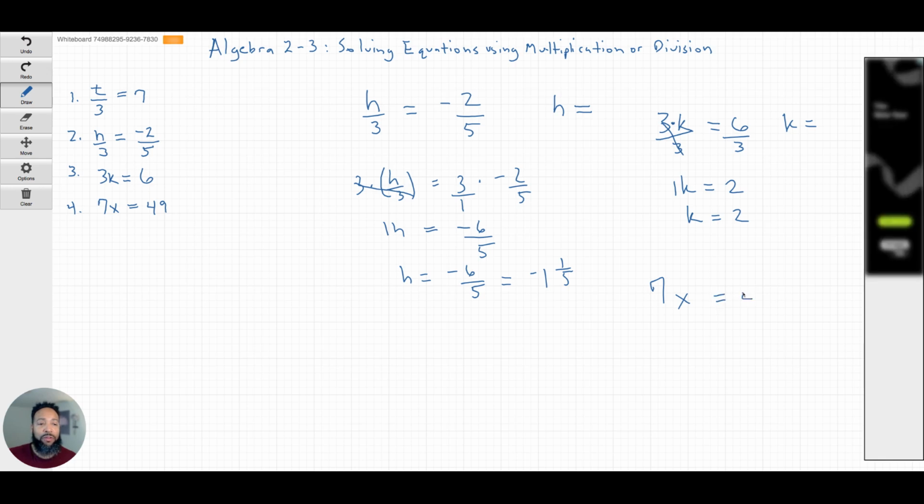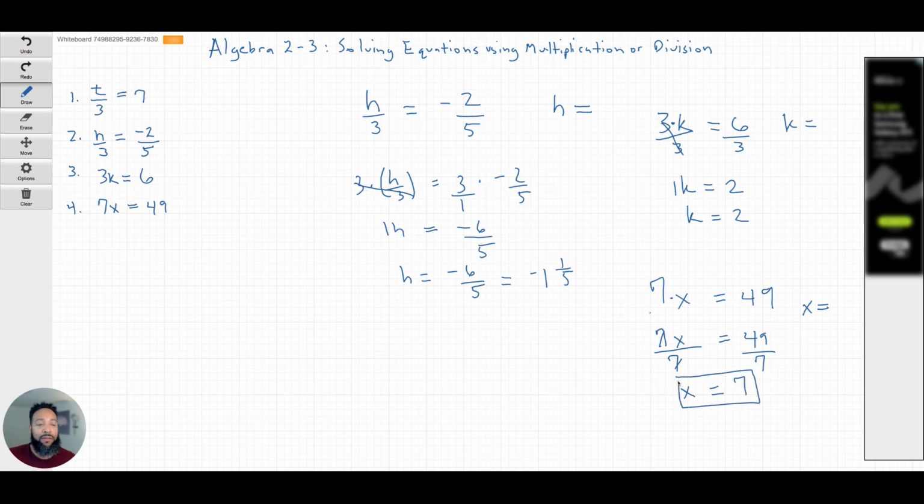7x equals 49. Here we have a situation where 7 is multiplied by x. We want to get x by itself. That is our goal. So how do we get rid of the 7? It's multiplied by x, so we want to divide both sides by 7. So we'll say 7x over 7 equals 49 divided by 7. The 7's cancel in this instance. 7 divided by 7 is 1, so we have x. And then 49 divided by 7 is 7, so we have x equals 7.